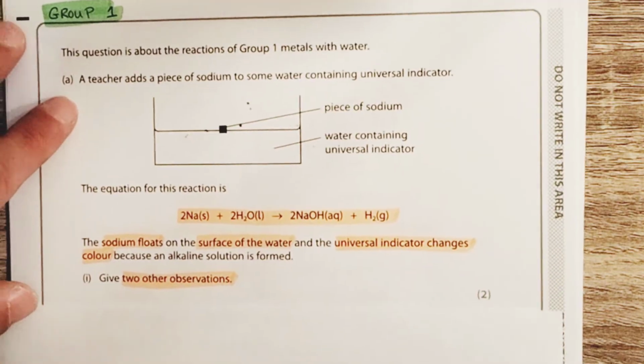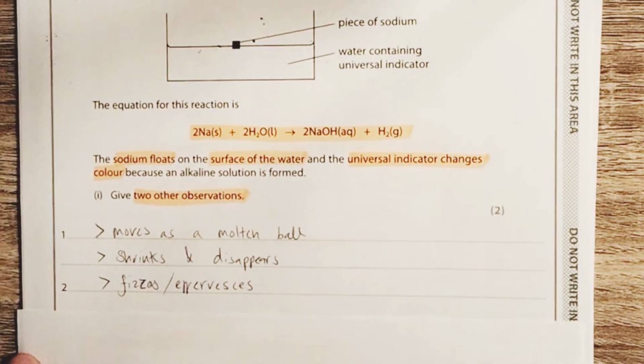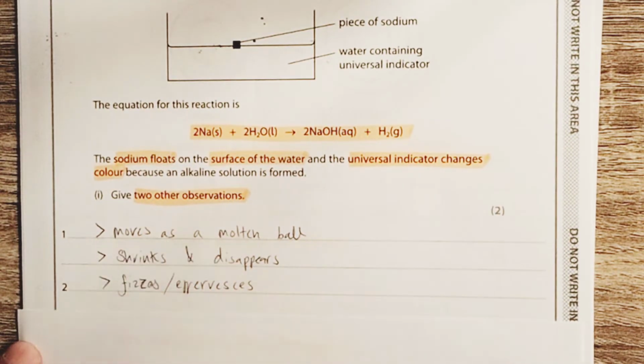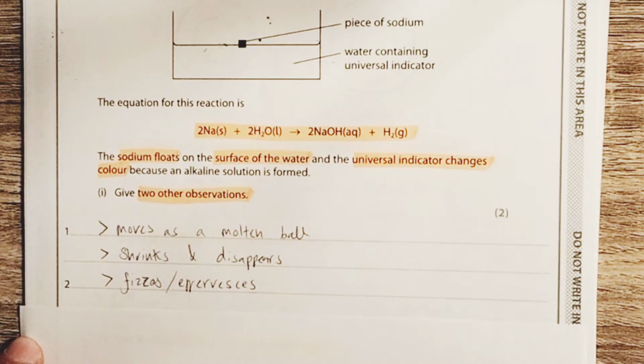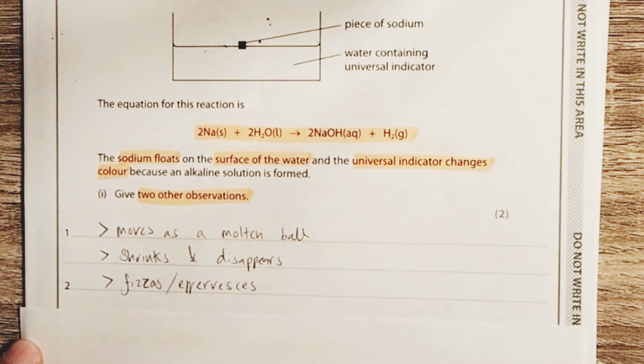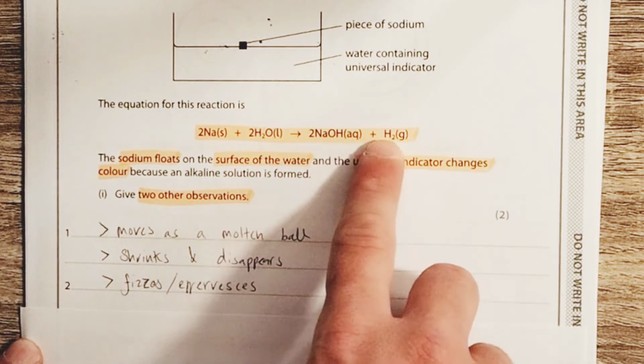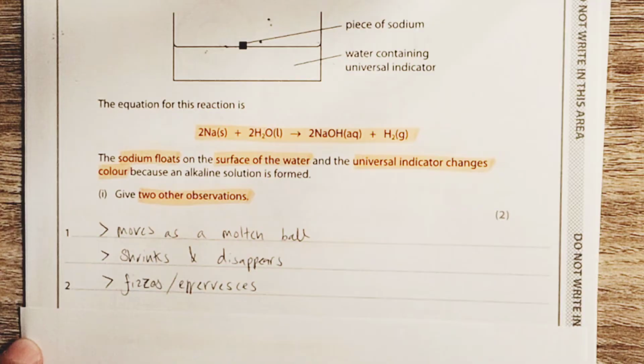So the other observations I'd be thinking of might include the fact that the piece of sodium will move as a molten ball because the melting point of the sodium is so low that as it is heated, it will turn into a molten metal. It shrinks and disappears over time as it forms an aqueous solution as a product. And finally, it will fizz and effervesce due to the rapid generation of hydrogen gas. And the reason why it's moving on the surface as a molten ball is the hydrogen gas will cause the piece of metal to spin on the surface of the water.